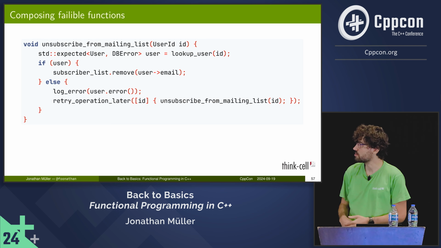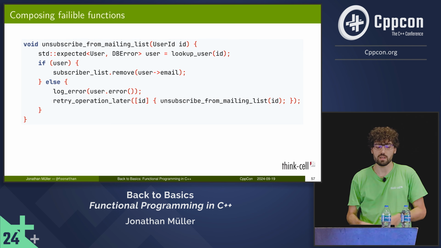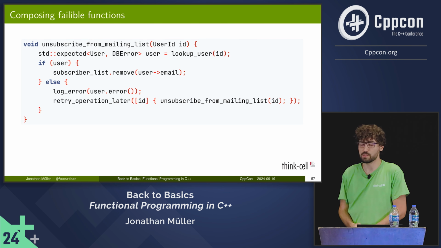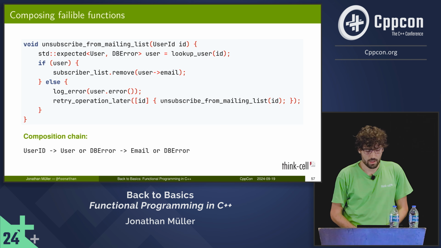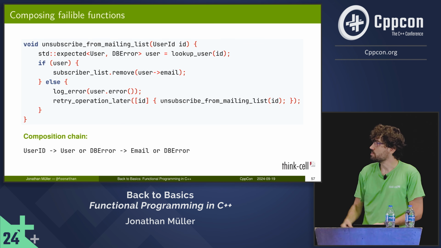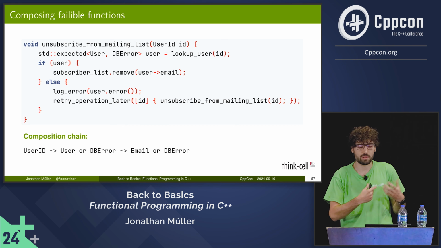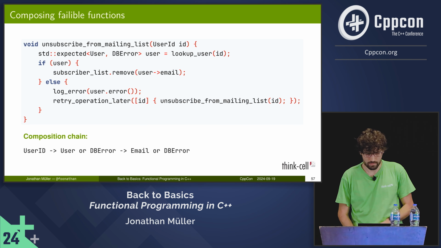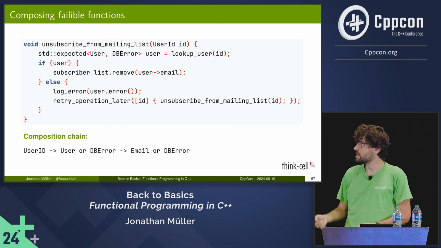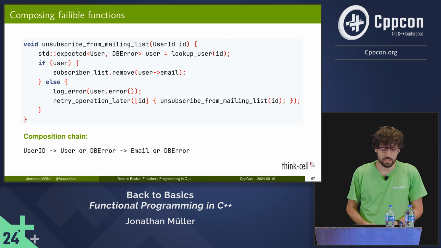And then we can write code using if statements. So we look up the user. If we have a user, we remove its email from the subscriber list. Otherwise, we log the error and retry later. And now we have a composition chain. We start with the user ID. We map that to a user or DB error. And then we map that to an email or DB error. But of course, this is again a bit clunky. And you probably know what's coming.